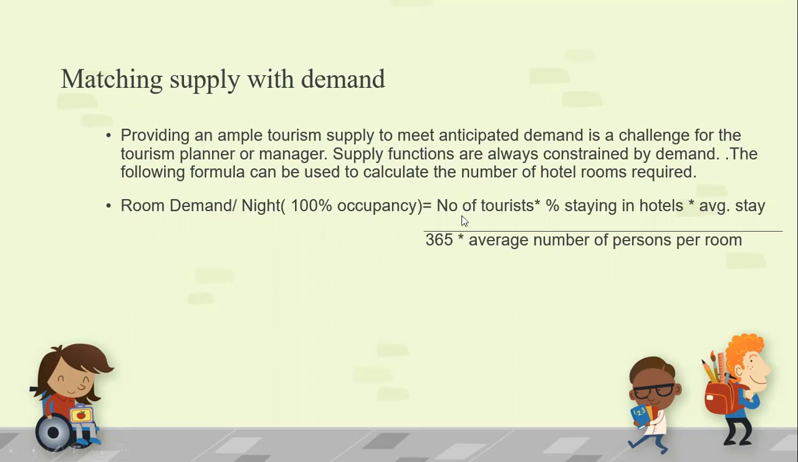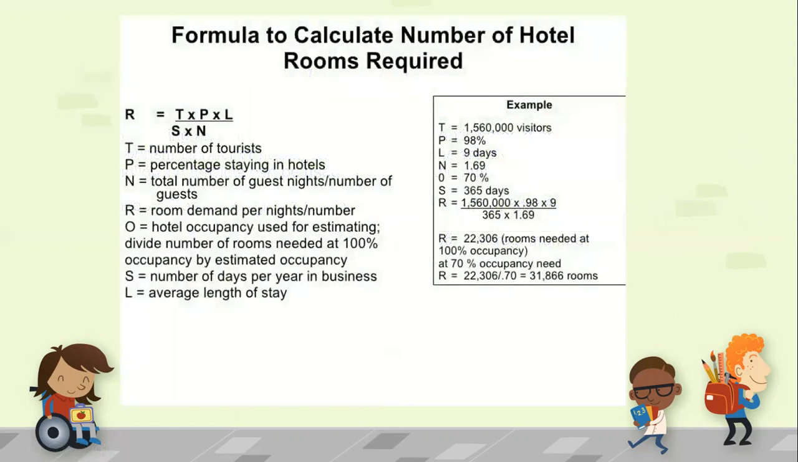The first thing you have to do is anticipate the number of tourists. Then you have to multiply it with the percentage of staying in hotel, as in how much time they are staying in that hotel. Then average stay, how many days or how many hours they are actually staying in a hotel. Then you have to divide it by 365, which is multiplied by average number of persons per room. This is a very popular formula to anticipate room demand of customer.